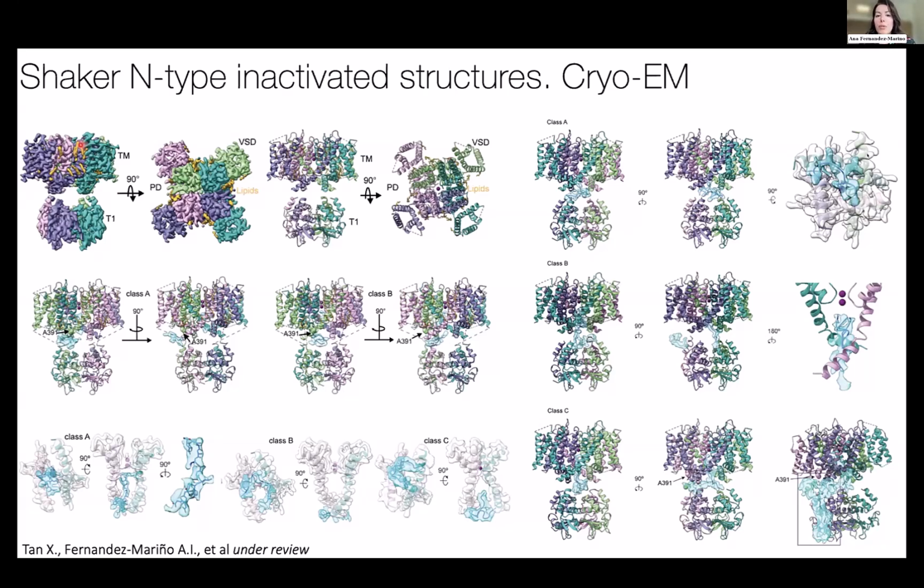So all the structures that we solved with the different N-type inactivated peptides in different stages, they all have the selectivity filter in a C-type inactivated state, just because we kind of forced it, wanting to be able to see more of the N-type inactivated stages. Yeah. Thanks. Next question from David Colhoun.